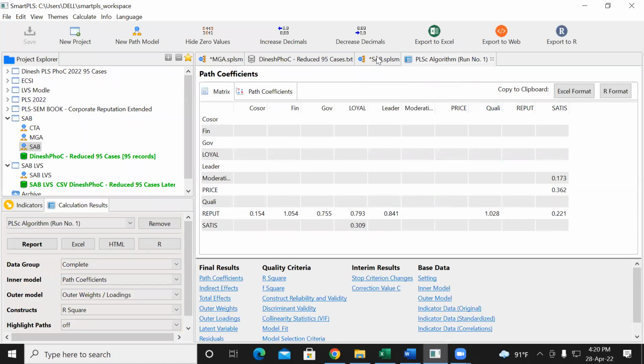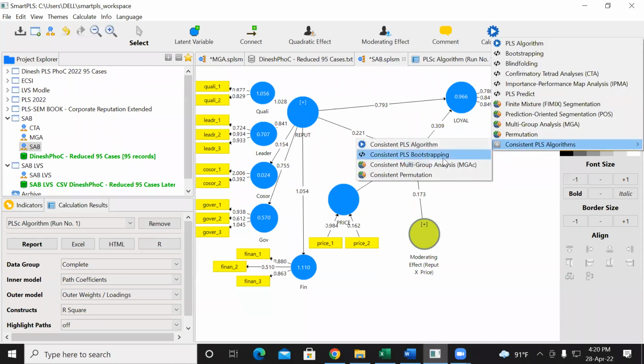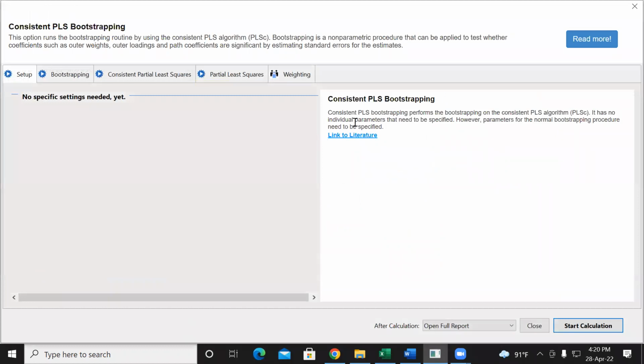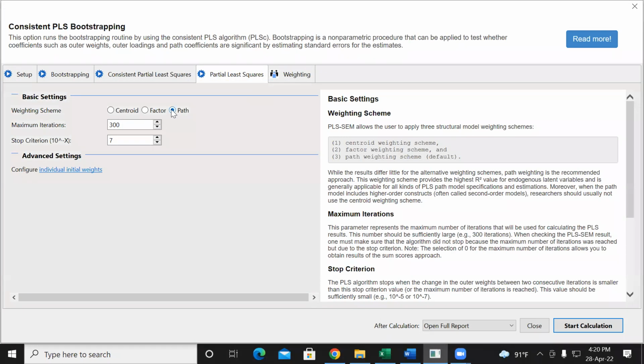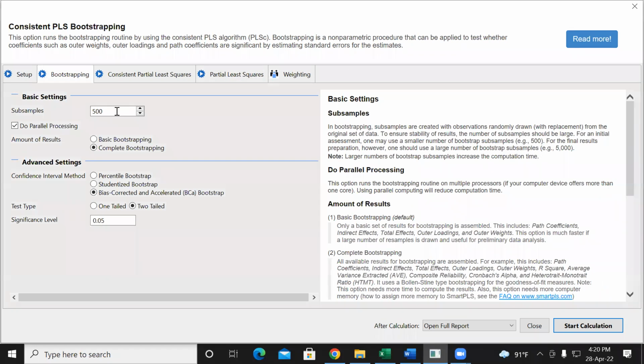Now you get the reports and also you can go to the model as well. But before I interpret this one, I go to calculate again. I run bootstrapping as well. That is path focus we have. But remember, when you run your final one, the norm is 5,000. But for the moment, I will keep 500. You need at least 5,000 subsamples for the bootstrapping and complete bootstrapping to get all the outputs. But it takes time when you increase this one.